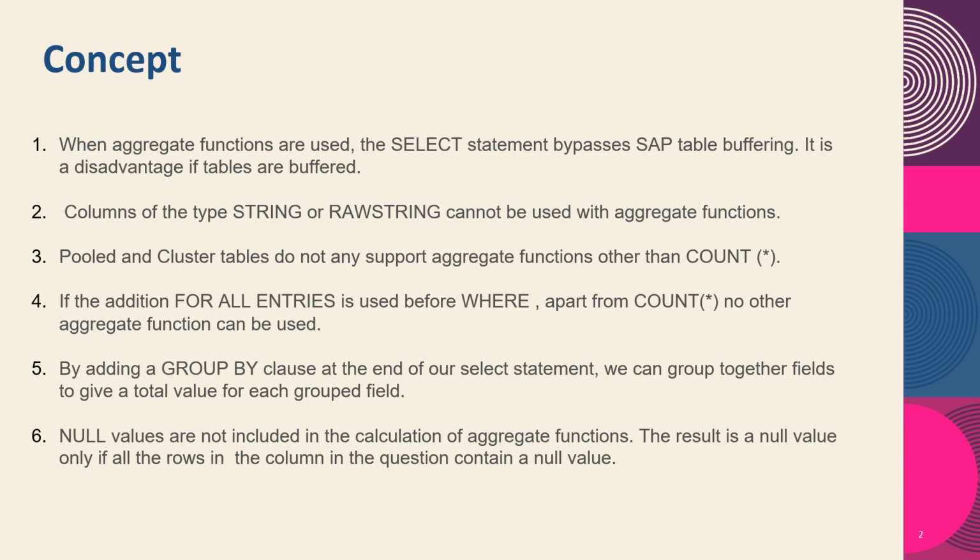By adding a group by clause at the end of our select statement, we group together the fields to give a total value for each group field. So the group by will group the fields, and by that we can do the aggregation like sum, the count, any other thing. And null values are not included in the calculation of aggregate function. The result is a null value only if all the rows in the column contain null value.